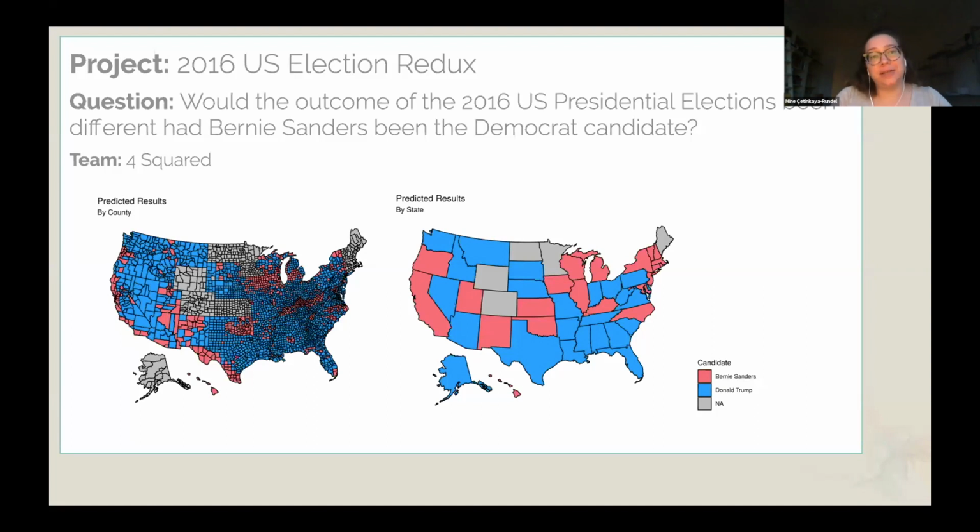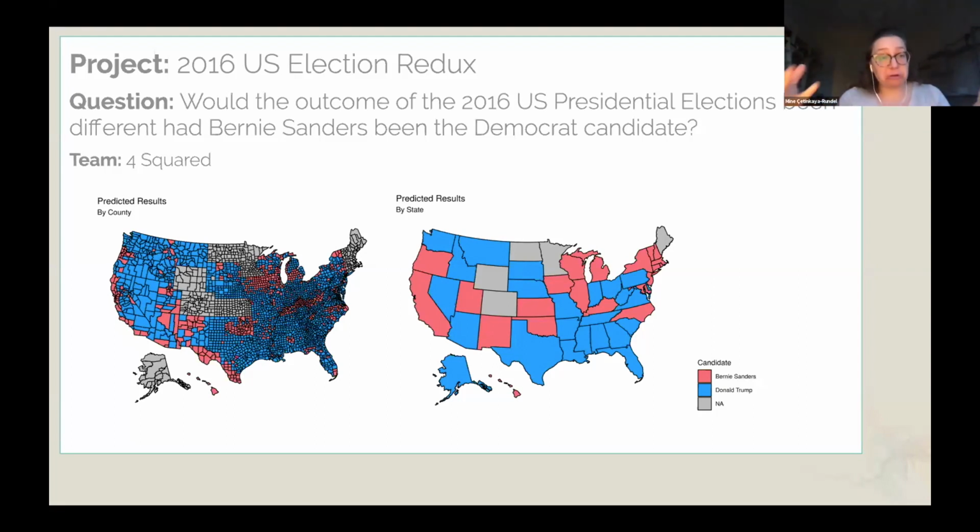So they wanted to ask the question, would the outcome of the 2016 US presidential elections have been different had Bernie Sanders been the Democratic candidate? And they actually did mapping, and they did regression for predicting what the voting outcome would be like in each county and also by state.